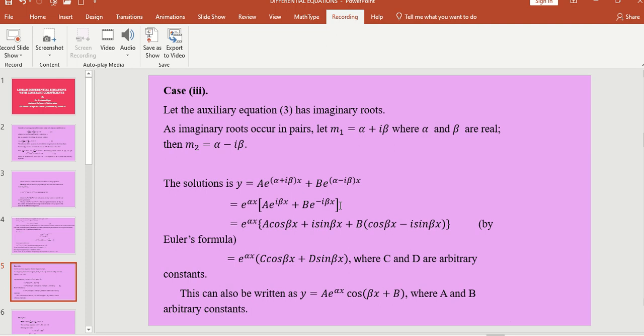Now we can use the equation e power i theta equal to cos theta plus i sin theta, which is Euler's formula. By using that concept here, we have e power alpha x into c cos beta x plus d sin beta x, where c and d are arbitrary constants. This can also be written as y equal to a e power alpha x into cos of beta x plus b, where a and b are arbitrary constants.